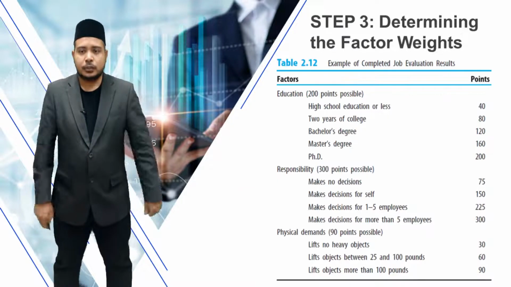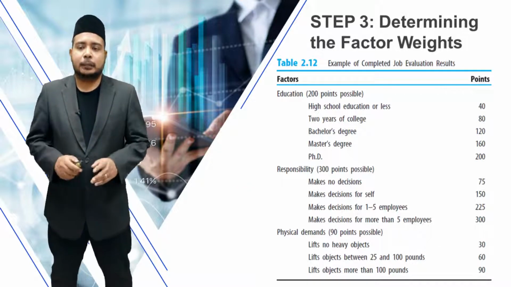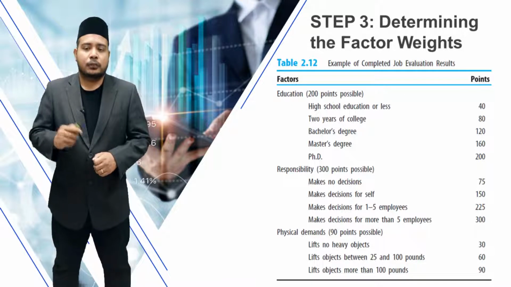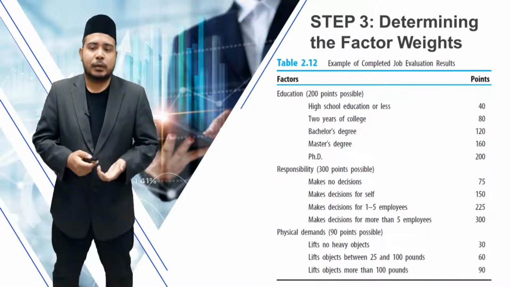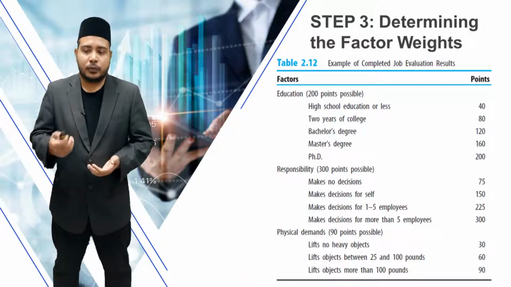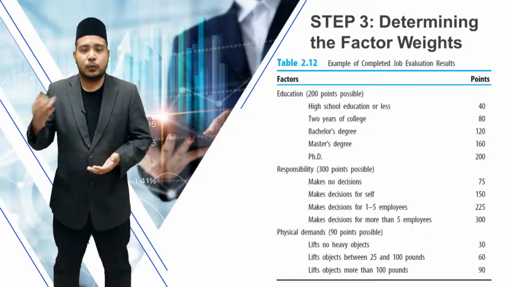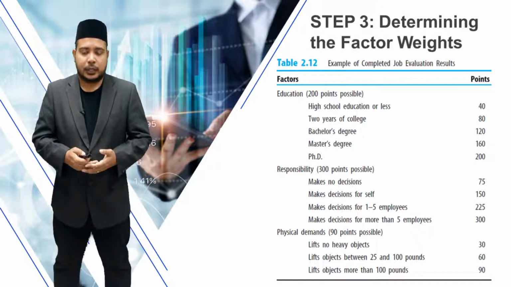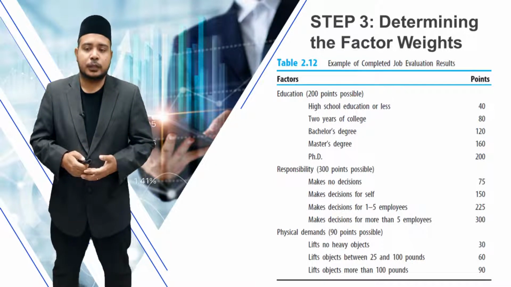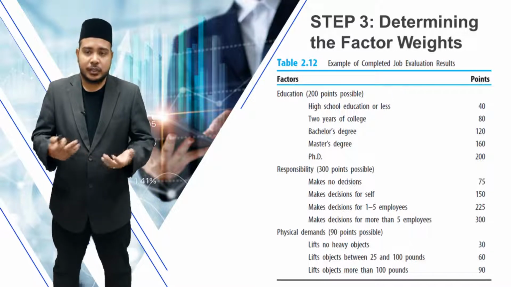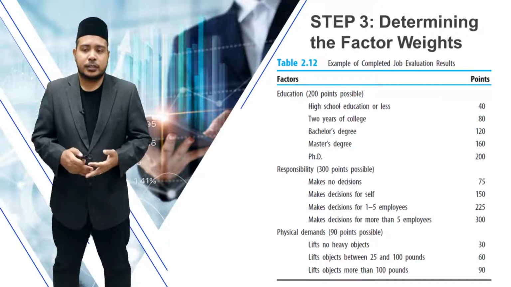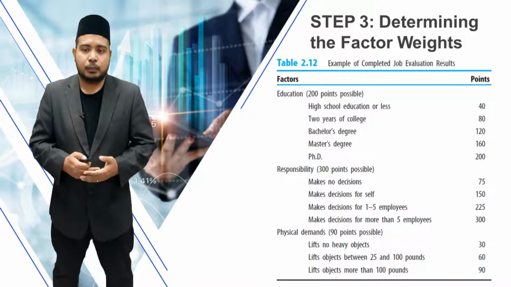So these are examples of completed job evaluation results. For education, there are 200 points possible. If high school education or less, they get 40 points. If they have a PhD, they get the full 200 points. Responsibility, for example, 300 points possible. If they make no decision, only 75. If they make decisions for more than 5 employees, they receive the full 300 points.